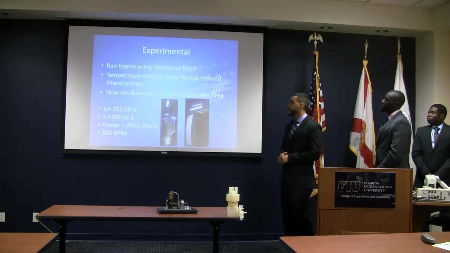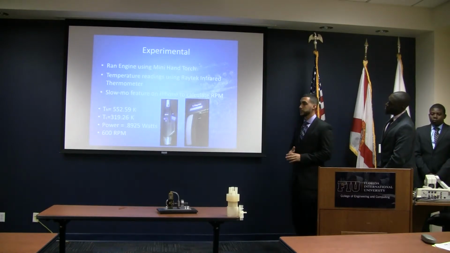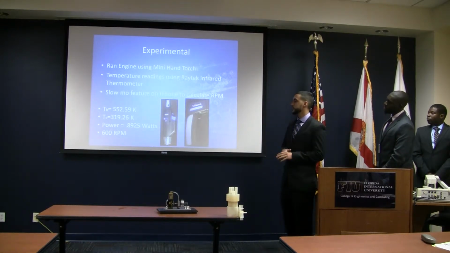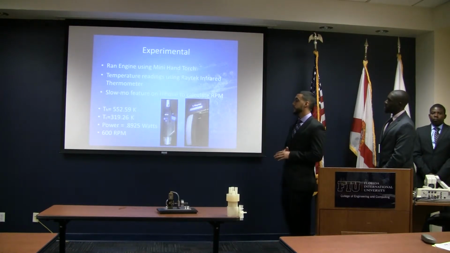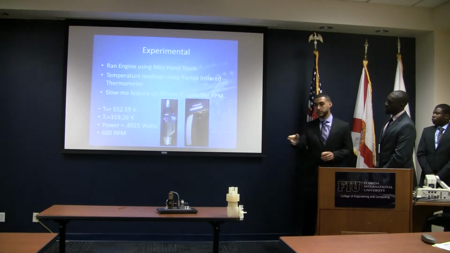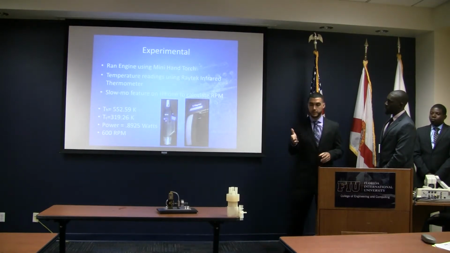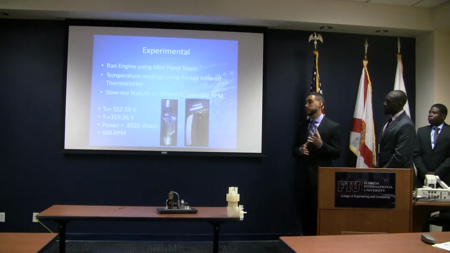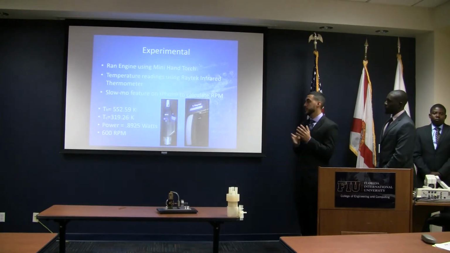For the temperature of the hot cylinder, we were able to reach 552 Kelvin, which I think was 525 degrees Fahrenheit. The temperature of the cold cylinder was 320 Kelvin, which is about 115 degrees Fahrenheit. And then we were able to come up with a power of 0.9 watts using this Stirling engine, and an RPM of 600. Now compared to the theoretical results of 22 watts for our Stirling engine, even though ours is 4 cylinders, if you multiply 0.9 by 4, it still doesn't come anywhere close to 22 watts.